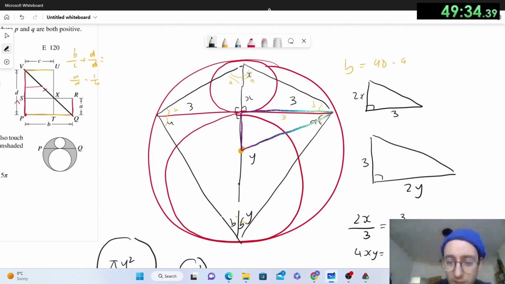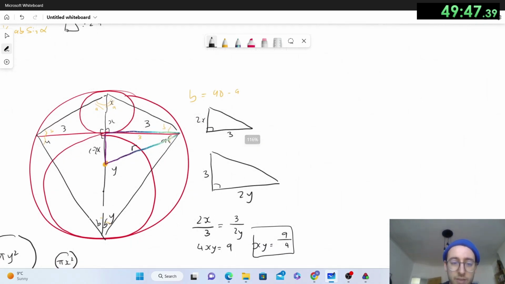Okay. This is the radius. This length is the radius minus x, minus 2x. That's the radius minus 2x. So for this right angle triangle, for the star one, I've got r minus 2x, and I've got 3.